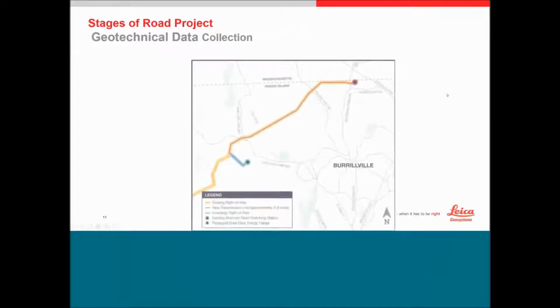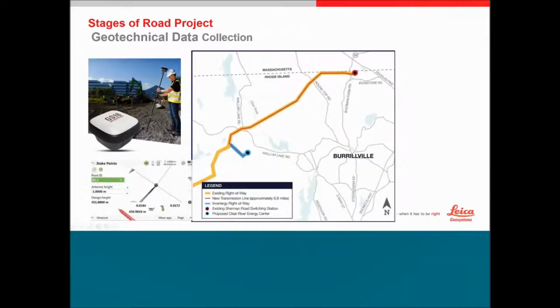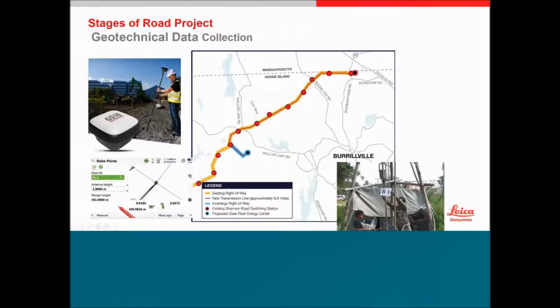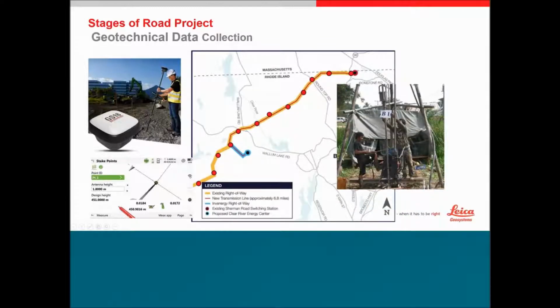Okay, so it will be something like this: a proposed path, and then you can sell either GNSS or total station to set up the locations for them to do the boring or boreholes and collect geotechnical data. The geotechnical data will be collected along the path of the proposed road, and the geotechnical team will come in and do the drilling and collect samples of the ground texture.